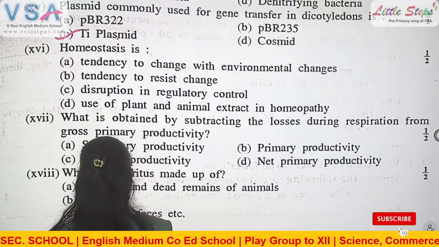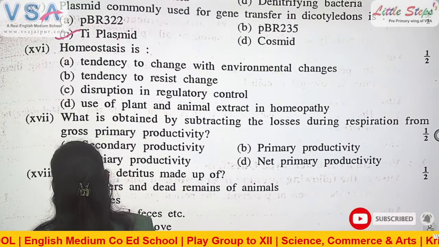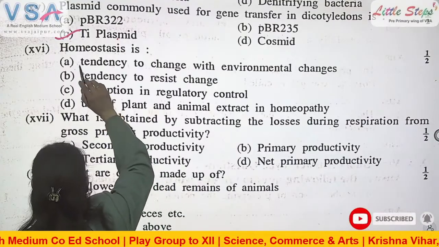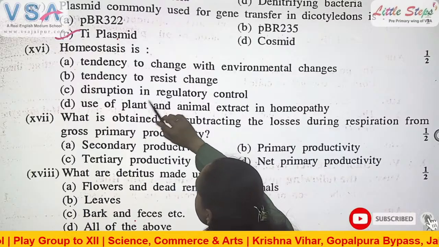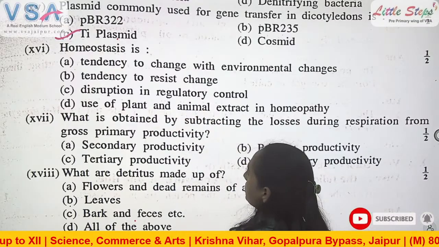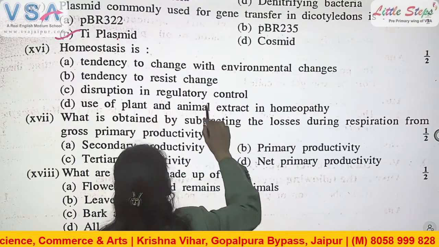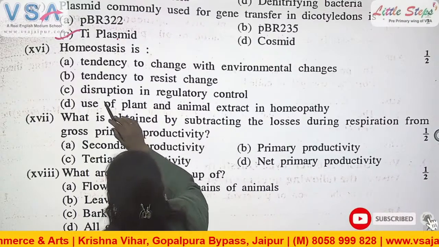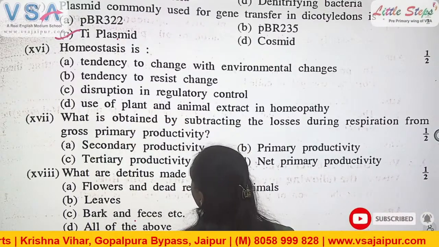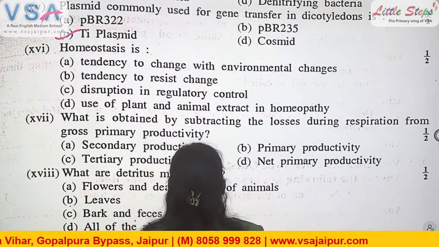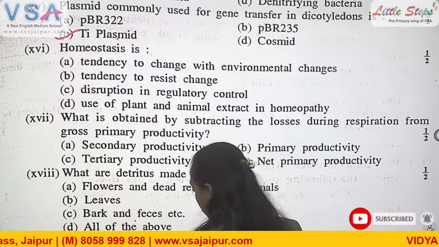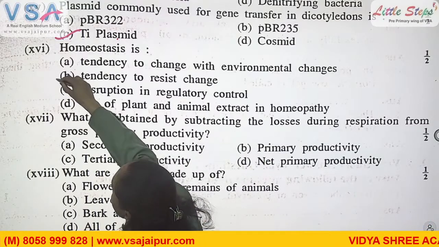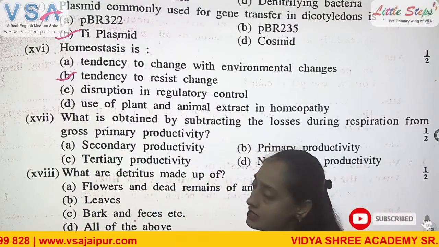Now, the next question is, homeostasis is क्या है? Tendency to change with environmental change, tendency to resist change या फिर disruption in regulatory control, use of plant and animal extract in homeopathy. So what is the right answer? Option B, tendency to resist change.